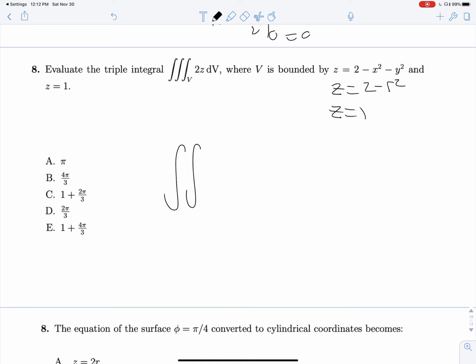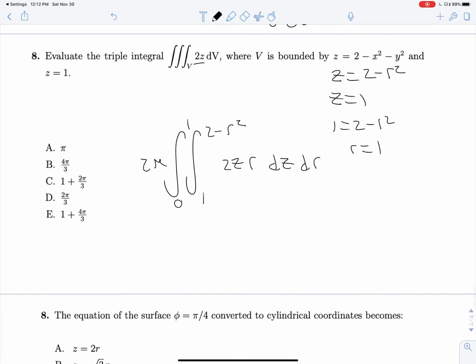We know we're not bounded on theta at all, so we have a 2 pi out here. Our lower bound on z is 1. Our upper bound is 2 minus r squared, and r dz dr. We also have a 2z in here, so we can stick that in, 2z. And we know that our upper bound on r is going to be the intersection between these two, which is just going to give 1 equals 2 minus r squared, or r equals 1. And there we go, we're ready to evaluate our first integral.